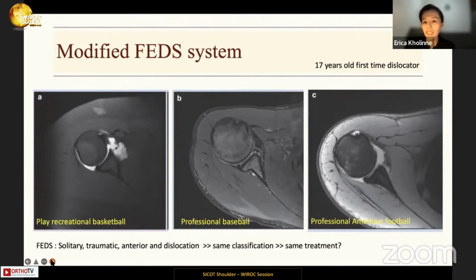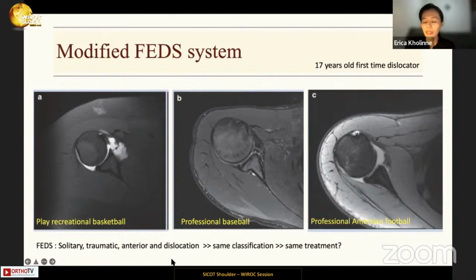So while it is extremely useful and easy to utilize, the classification does not really direct us to the appropriate treatment. So these are the MRIs of 3 different patients of the same age, 17 years old, who suffered a first-time dislocation that was able to be reduced on the first trial. The first patient is not a professional athlete. The second and third patients are professional athletes.